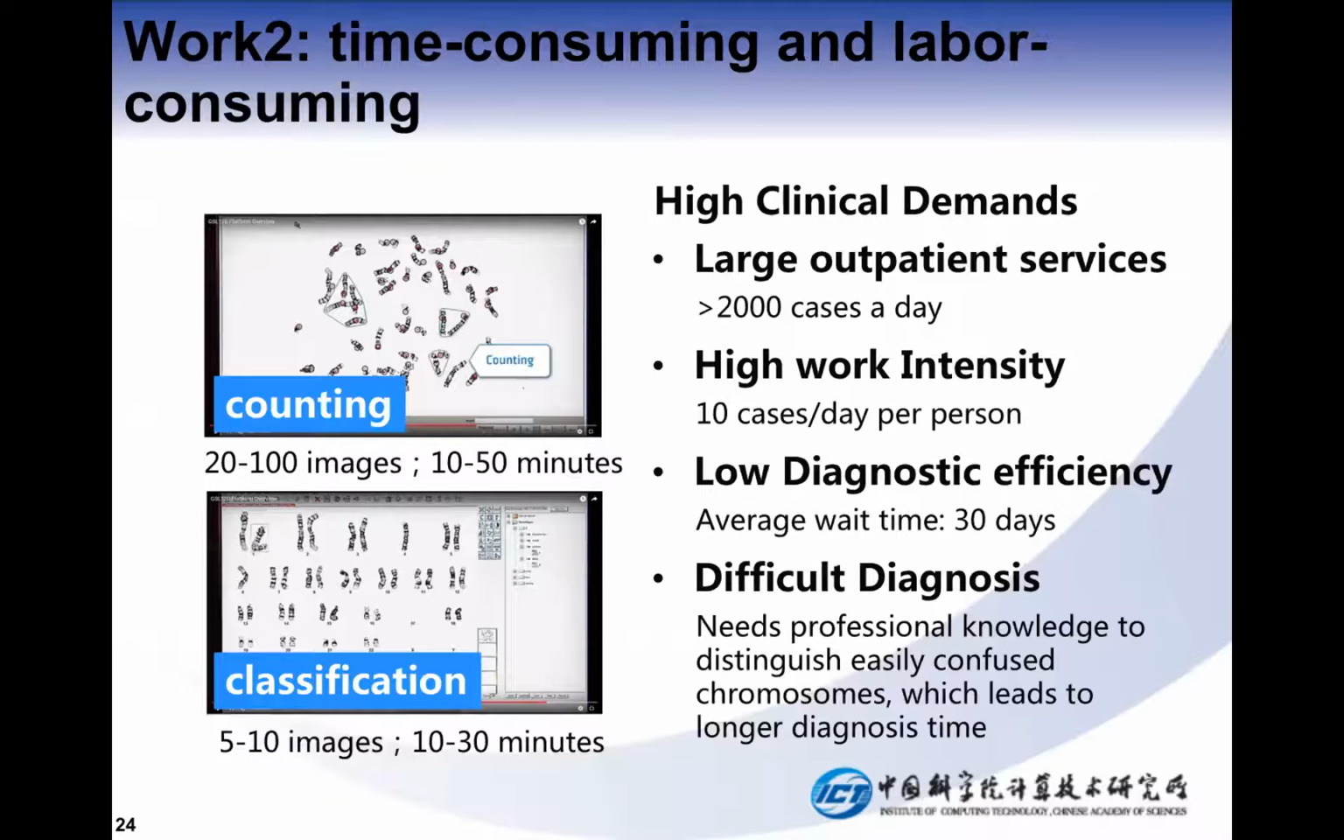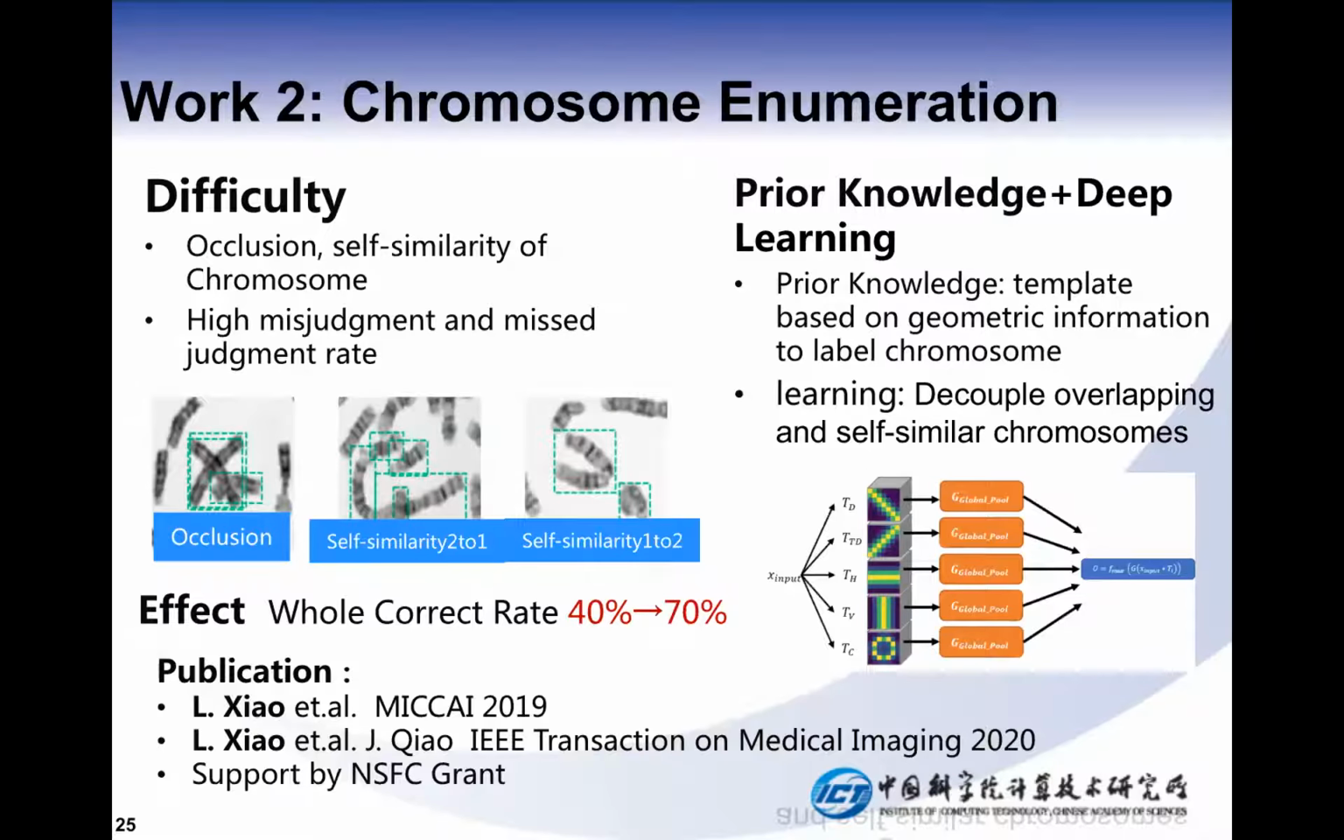Especially, the diagnosis needs professional knowledge to distinguish easily confused chromosomes, which further leads to longer diagnosis time. So there is an urgent need to develop a computer-aided system to help doctors improve efficiency. So we developed an automatic diagnosis system, and we use a model combined with deep learning to improve the prediction accuracy.